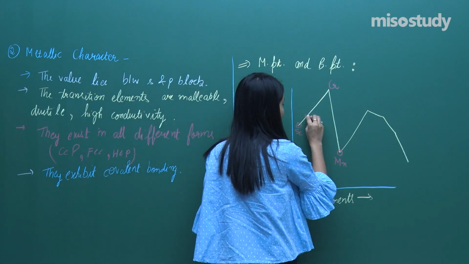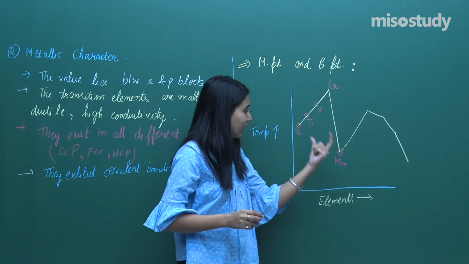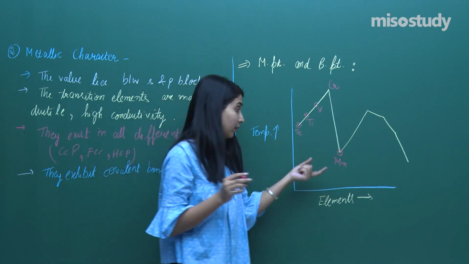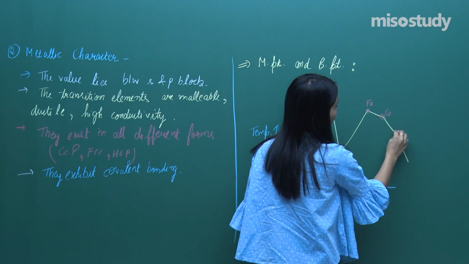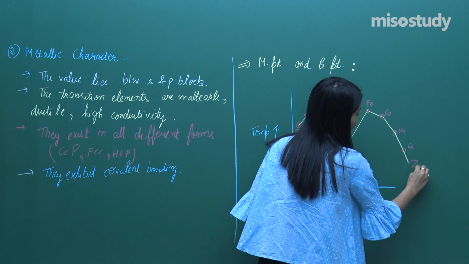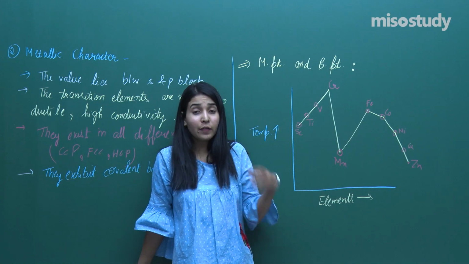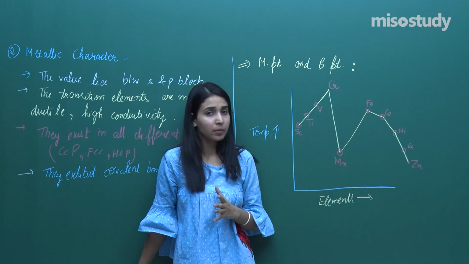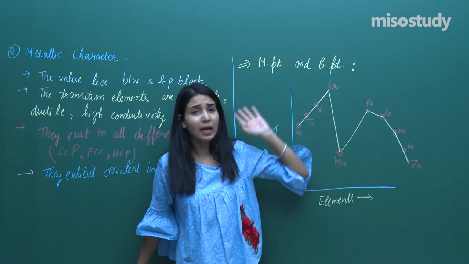So I can write down, this is my titanium, vanadium, right. Then I observe a dip in my graph, that is related to my Mn, manganese, right. Then again I have an increase: iron, cobalt, nickel, and then simply I see copper and zinc, right. So first of all, from scandium till chromium, I see a regular increase in the values of the melting point and boiling point.